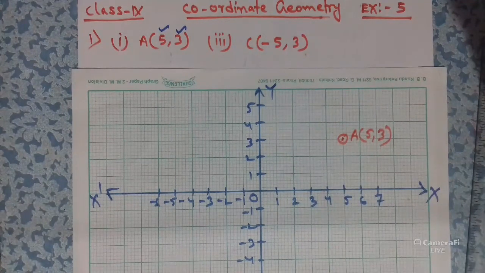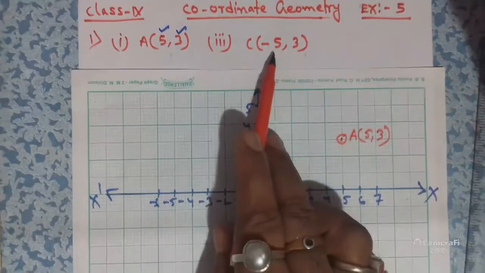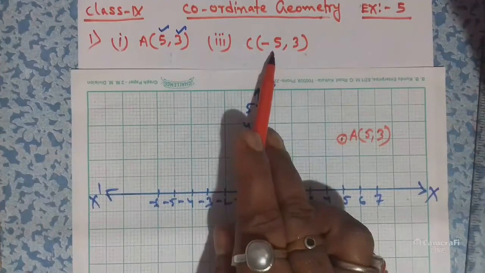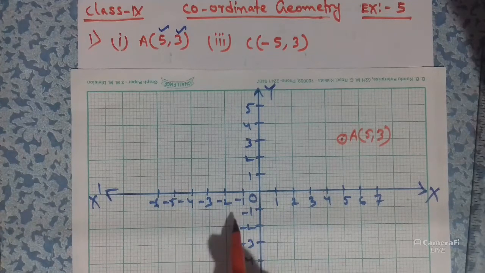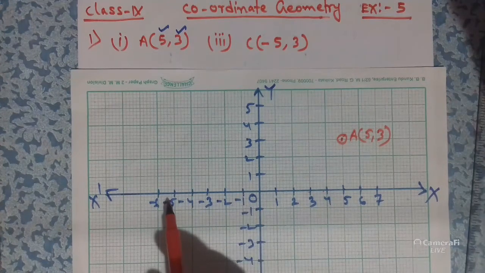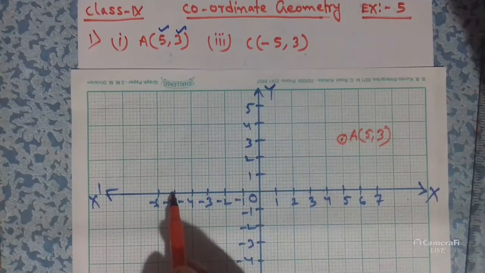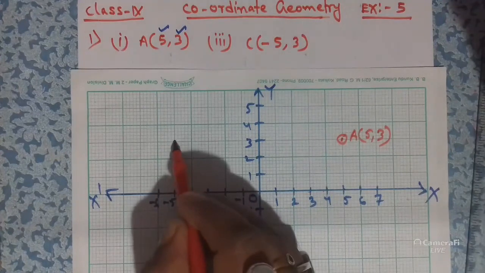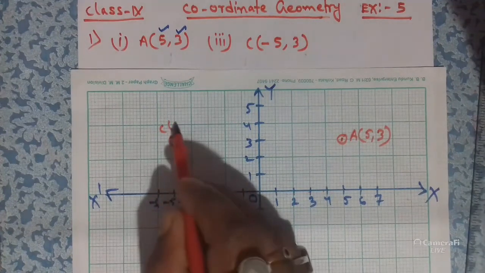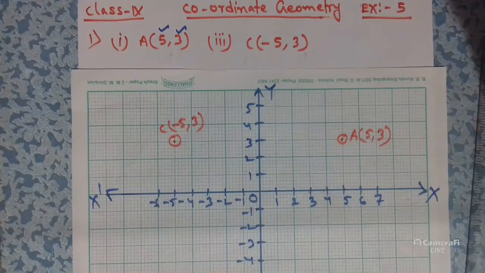Okay. Another one is C (-5, 3). Here the value of x is minus 5, so we have to move towards the left side. So minus 5, 1, 2, 3, 4, 5. This one is minus 5, and then 3. Y is positive, so we have to go up, 1, 2, 3. So it is C (-5, 3). Okay students.